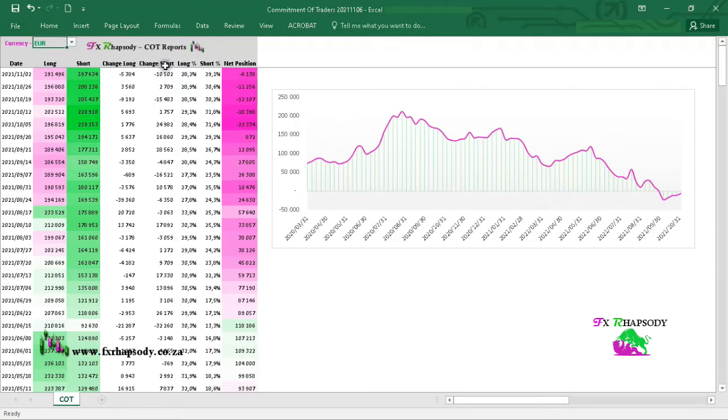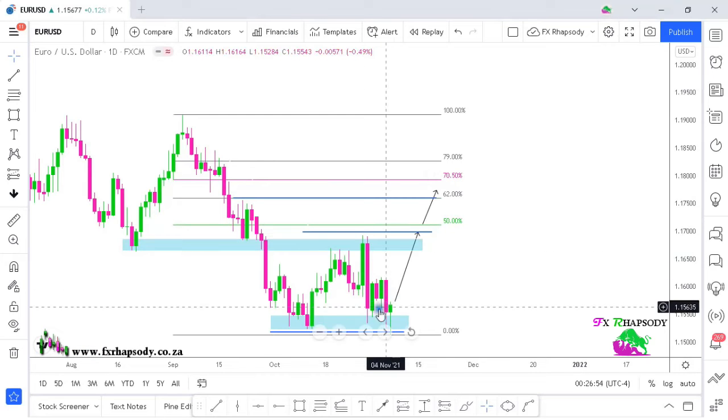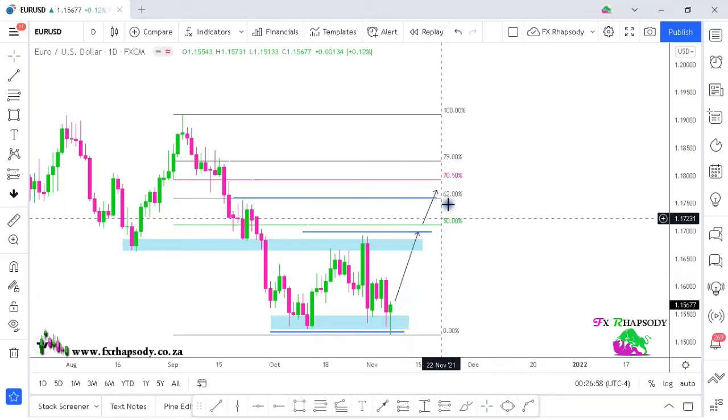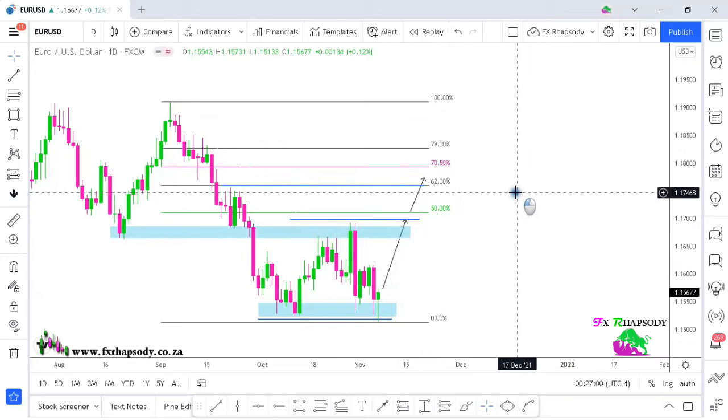Over here, in the new report that came out, you can see 10,500 shorts were closed. Yes, you had some longs being closed, but that's normal for the beginning of the month. So that is why we also could see a little bit of consolidation that happened here. So look out for the euro moving more to the upside this week. That will definitely be my bias coming up.